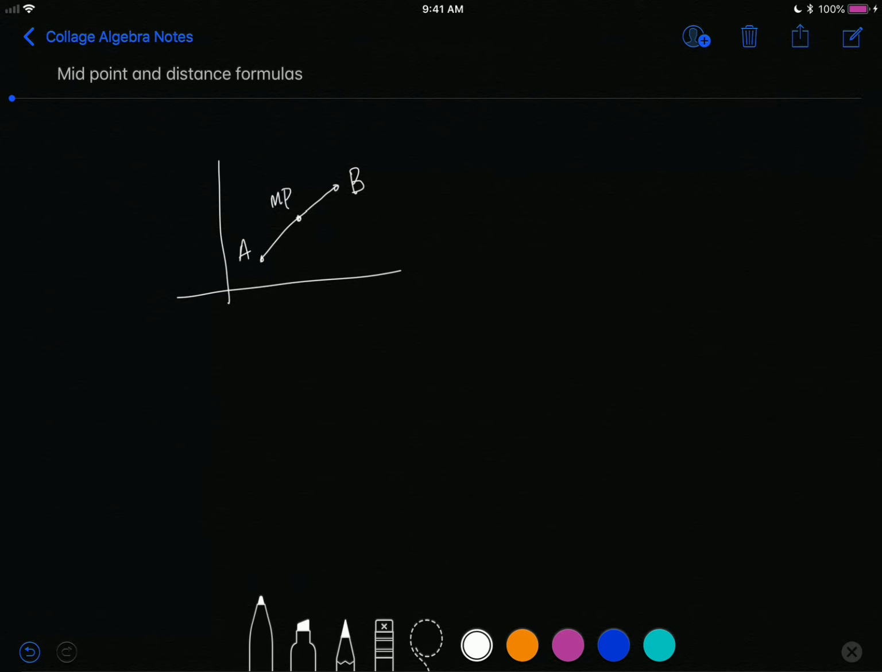And the point A right here has two coordinates: the first coordinate is x1 and the second coordinate is y1. And the point B has two coordinates: the first is x2 and the second is y2. And very simply, if this right here is x1 and this right here is x2, well, the midpoint will be halfway between the two.